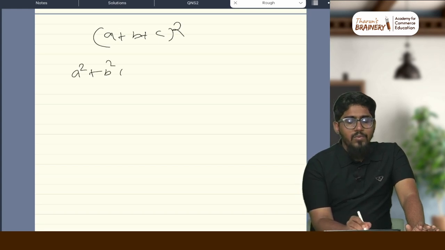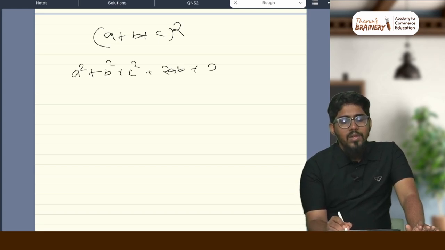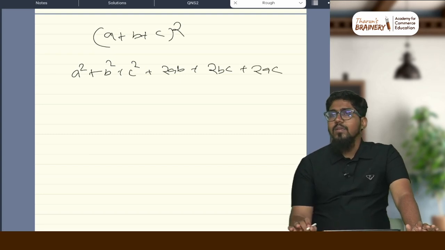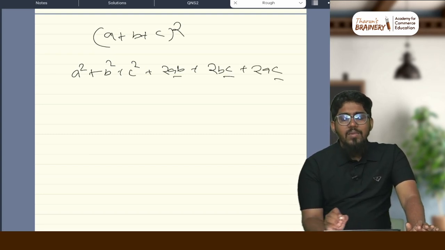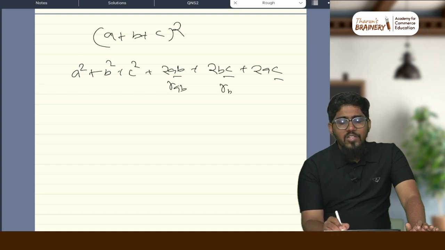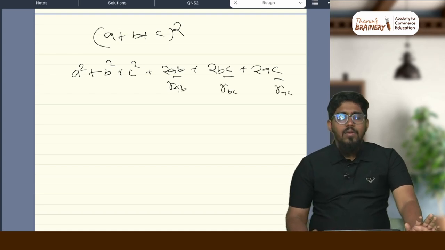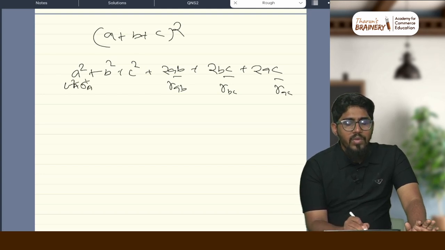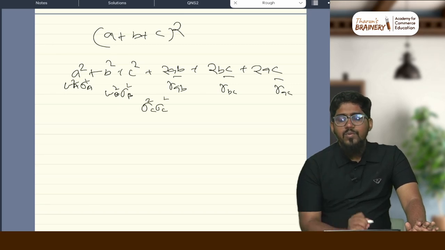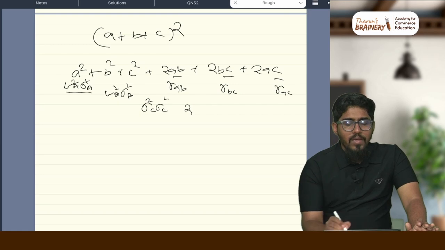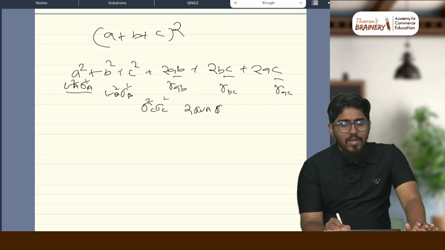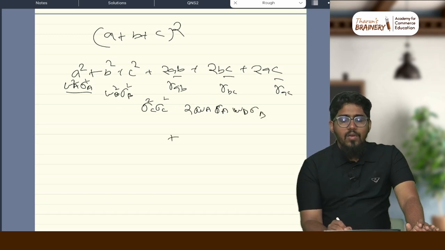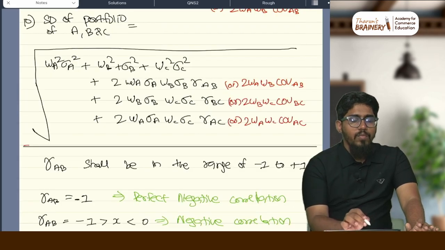A square plus B square plus C square plus 2AB plus 2BC plus 2AC. Clarity? Now wherever AB, BC and AC are there, the correlation between AB, BC and AC is there. What is A, sir? Weight A into standard deviation A, whole square. What is B? Weight B into standard deviation of B, whole square. What is C? Weight C into standard deviation of C, whole square. What is 2 into AB? 2 into weight A into standard deviation of A and then weight of B into standard deviation of B, plus what is 2 into B into C, likewise you have to solve.